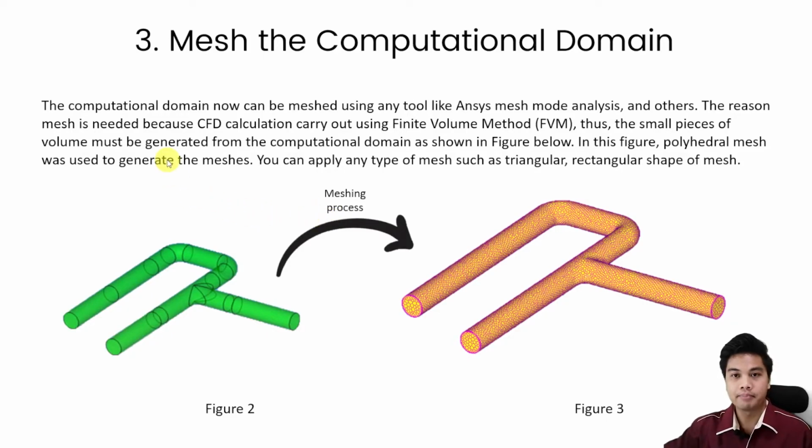The next one is mesh the computational domain. The computational domain now can be meshed using any tool like ANSYS meshing or others. The reason mesh is needed is because CFD calculation is carried out using the finite volume method, FVM. Thus, small pieces of volume must be generated from the computational domain as shown in the figure below.